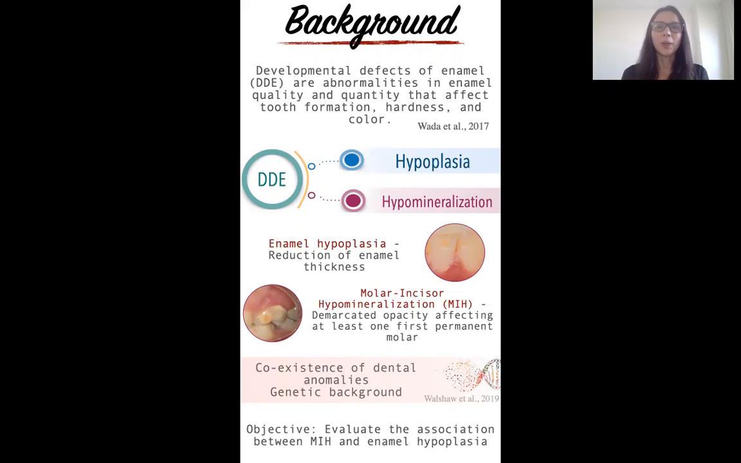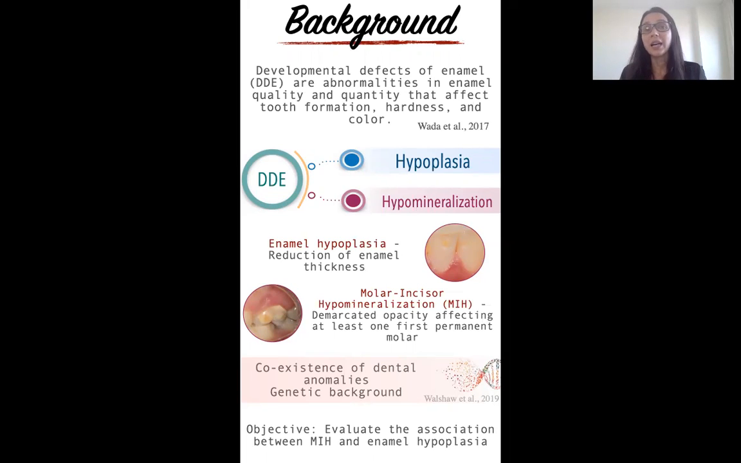On the other hand, one kind of hypomineralization defect has been studied to a great extent lately. I'm referring to molar incisor hypomineralization, MIH. So MIH produces a demarcated opacity affecting at least one permanent first molar and sometimes other teeth, especially incisors. Clinically, it presents an alteration in the translucence of the enamel with distinct borders with the edges of the unaffected enamel, and it can be white, yellow, or brown in color.